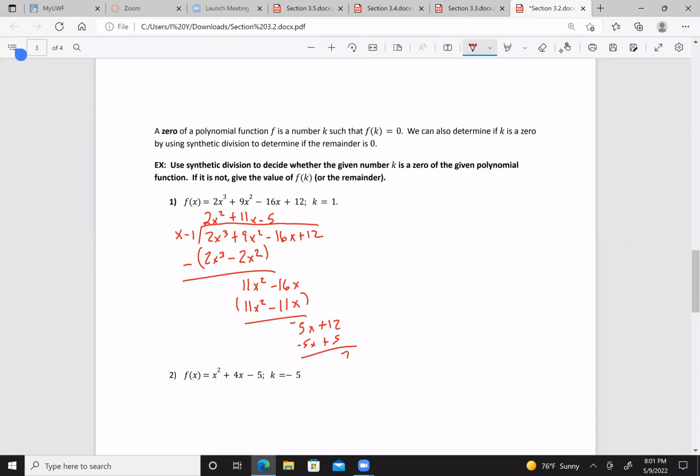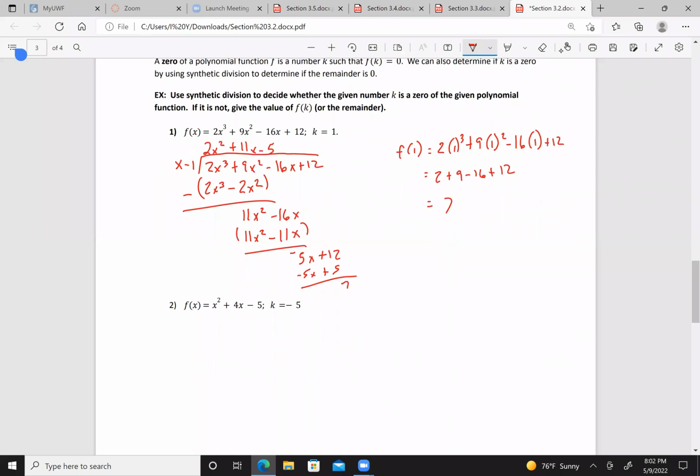Just to test it, let's do f of 1. 2 times 1 cubed plus 9 times 1 squared minus 16 times 1 plus 12. Well, this is just 2 plus 9 minus 16 plus 12. 11 minus 5 equals 7. So no, it is not a 0.